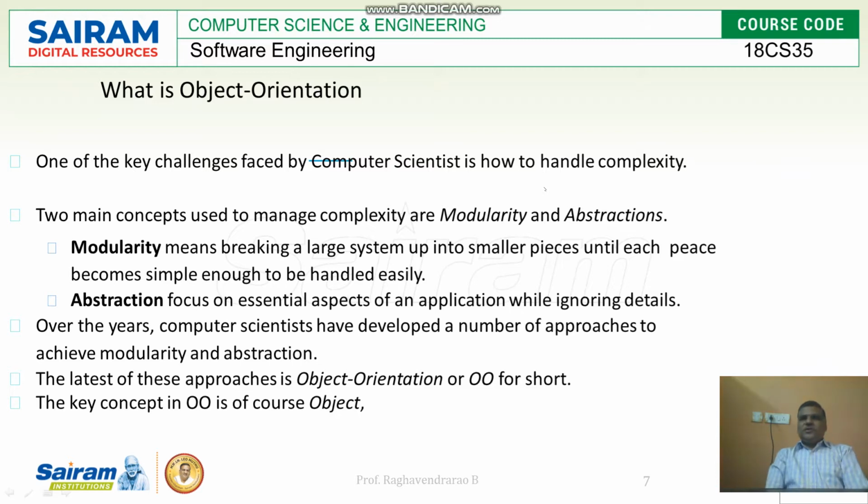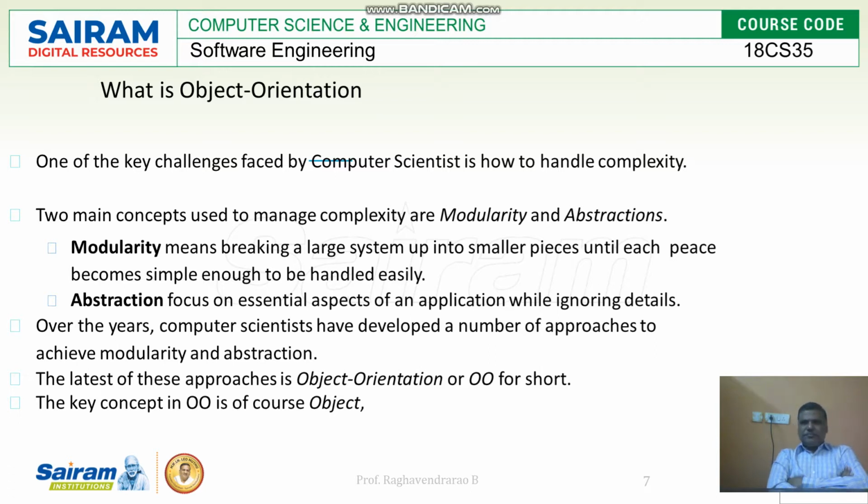What is object orientation? There are two things here. First of all, the object-oriented concept has some complexities. The main concepts of object orientation are modularity and abstraction. Modularity means breaking large problems into smaller pieces. Second, abstraction focuses on the essential concepts of the application.